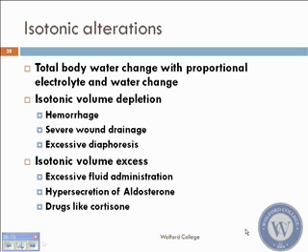Isotonic things are basically total body changes with proportional electrolyte and water change. Things that are isotonic volume depletions are things like hemorrhaging. Severe wound drainage can also cause isotonic volume depletion. And persons that have been excessively sweating, or have excessive diaphoresis, can also induce an isotonic volume depletion. On the other hand, isotonic volume excesses come from excessive fluid administration, hypersecretion of aldosterone, and drugs like cortisone, which will also increase the levels of aldosterone as a consequence. Okay?